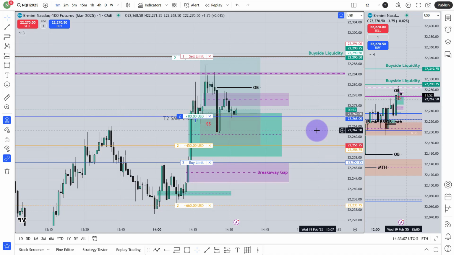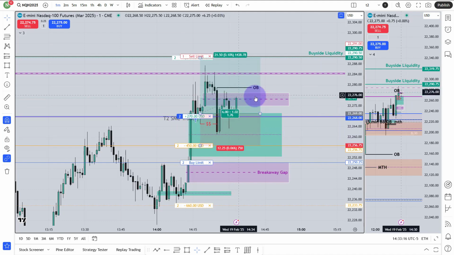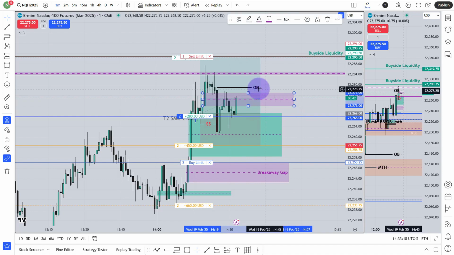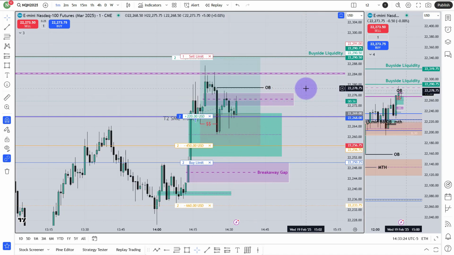I need the speed. I didn't get the speed, so I need the speed now. If I don't get the speed, I will get low probability. This will be the low probability. If I don't get the speed, that will close above this gap as well as above this order block. If there is no speed, this whole trade will be a low probability.